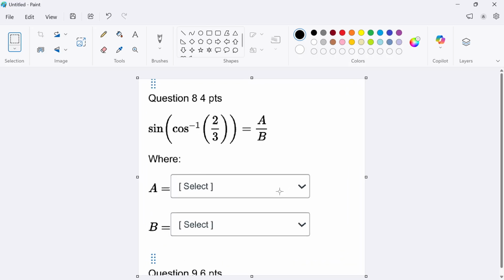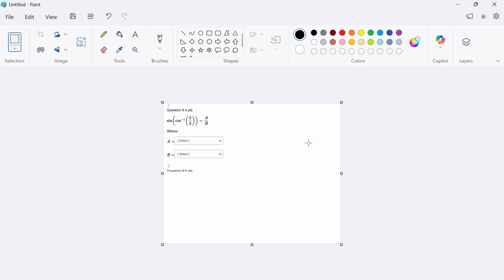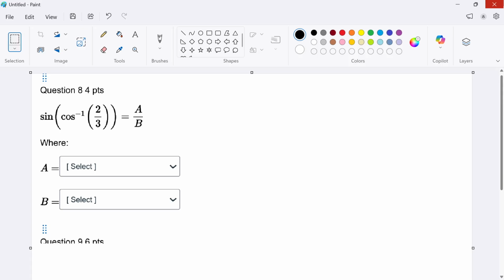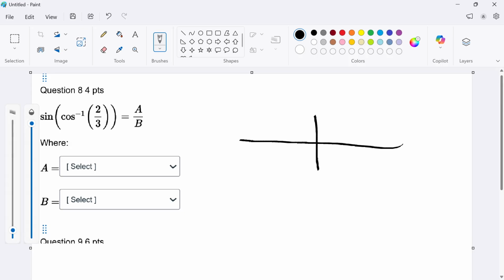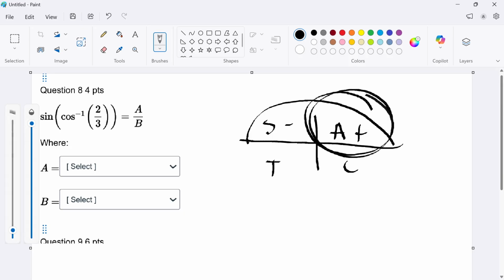Question 8. Just question 8. Okay, so remember, for arc cosine, the range is like this. It's positive here and negative here. I always write this CAST. So this is 2/3. I'm in the first quadrant, and sine in the first quadrant is positive. So my answer is going to be positive.